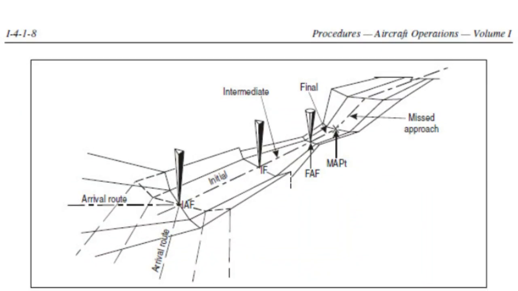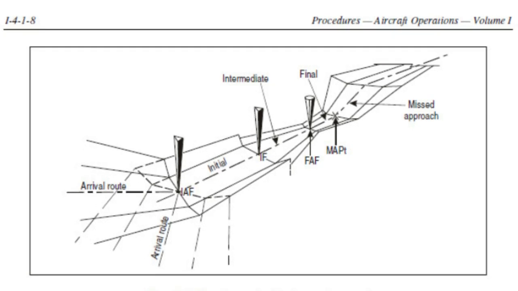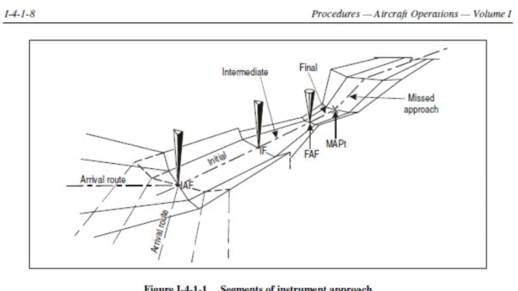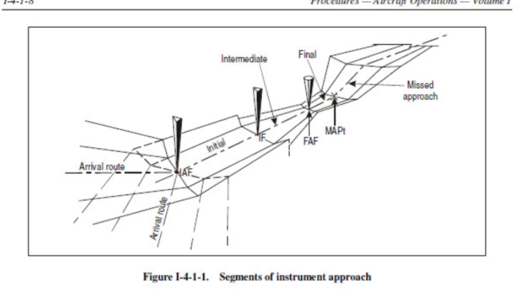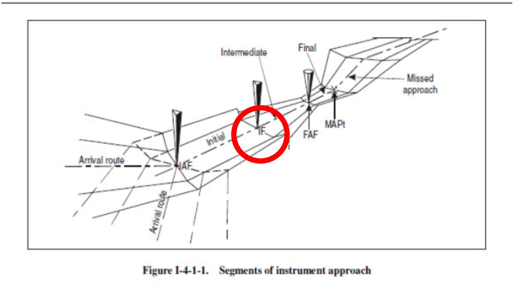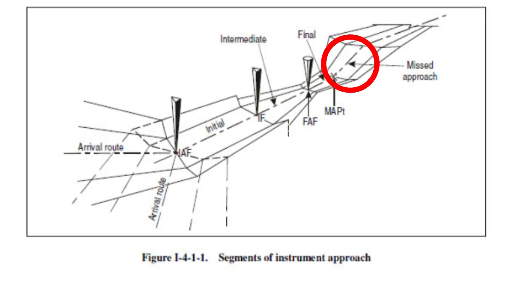Good, I'm now taking the Doc 8168. You see that we have this picture, 1411, okay? This describes how a procedure is supposed to be constructed, with the initial approach fix, the intermediate approach fix, and final approach segment, go around, initial and final go around.